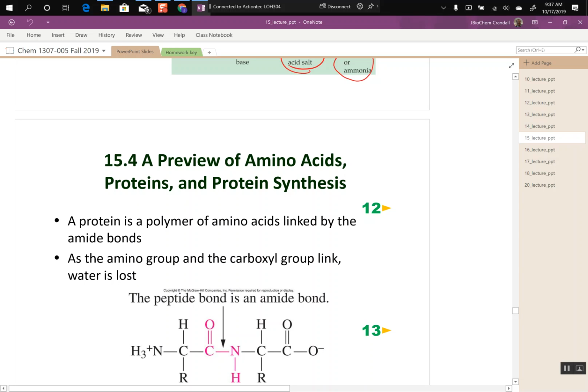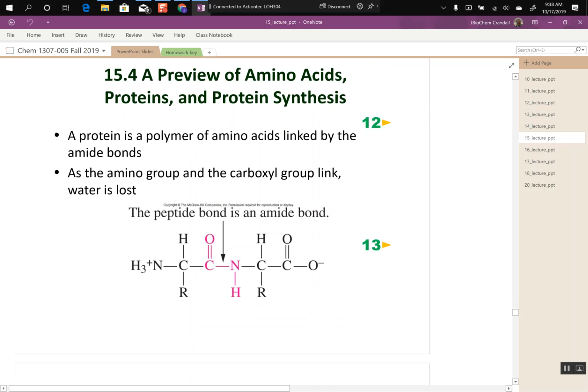All right, so we were talking about amides last class, and amides are formed by reacting an acid chloride with an amine or ammonia. You can form this amide, right? And the reason that biochemically that's significant is because the formation of this amide bond shows up in our proteins, okay?